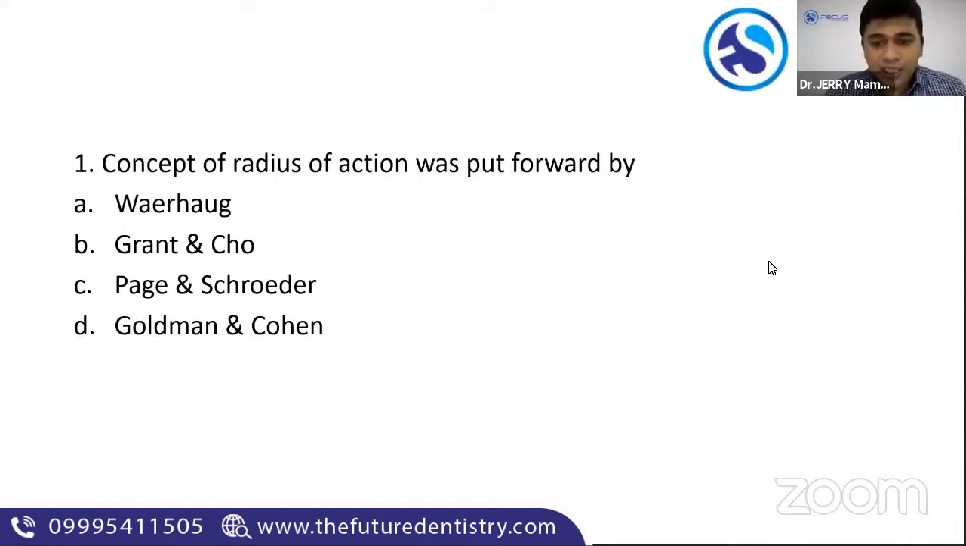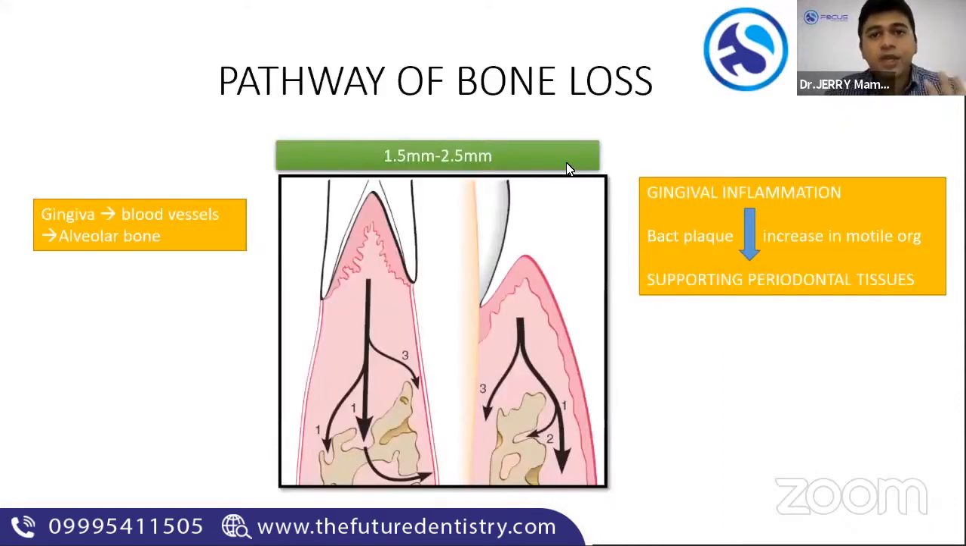As we go on, we will now study a little bit about the topic of bone loss: how bone loss occurs and what is happening. Right now we studied the concept of radius of action. The question that used to come always was, what is the radius of action? That was a very common question before, but now the pattern and trend are changing. If you get such a question, the answer is 1.5 mm to 2.5 mm.